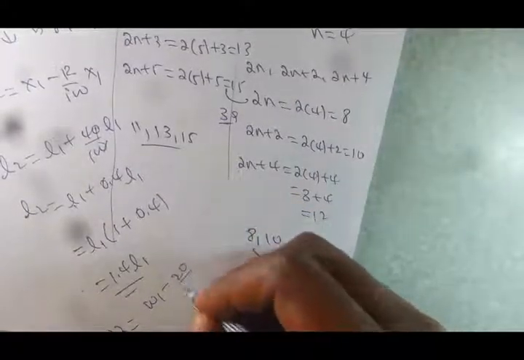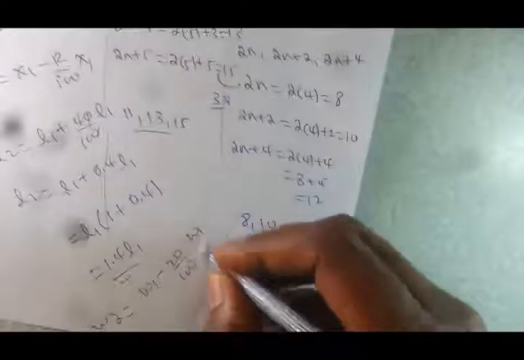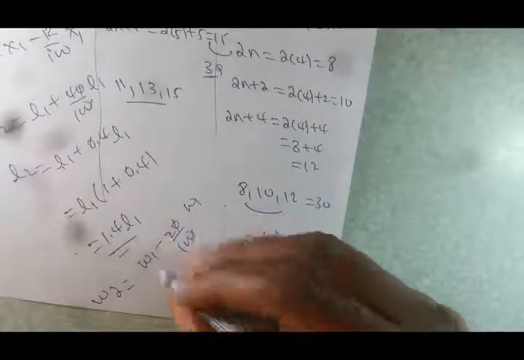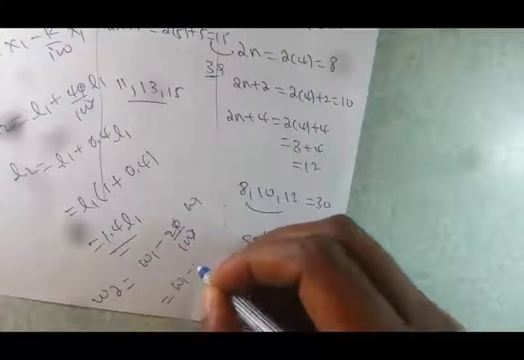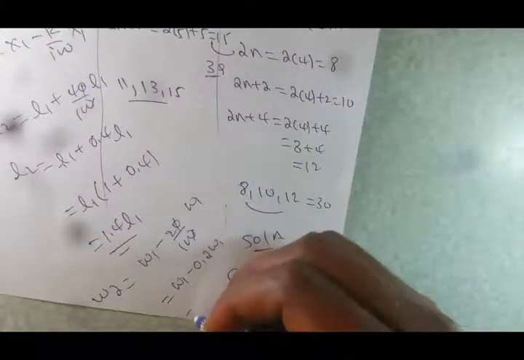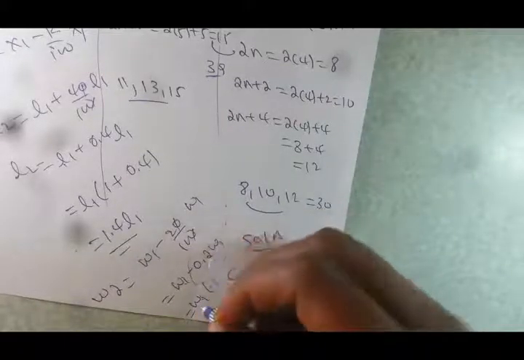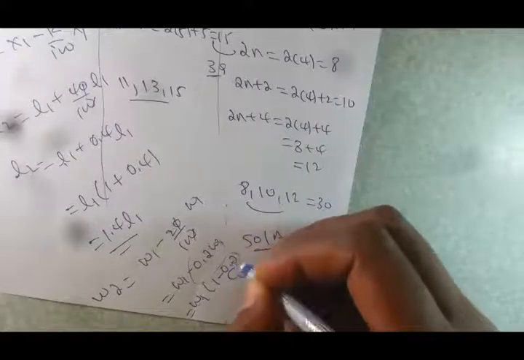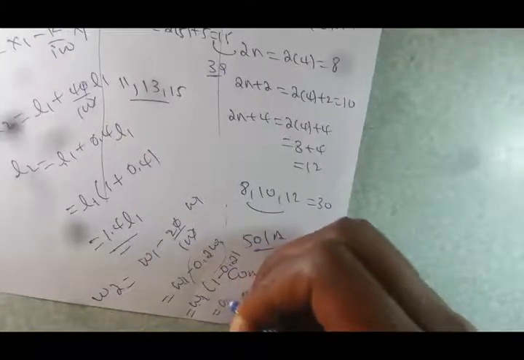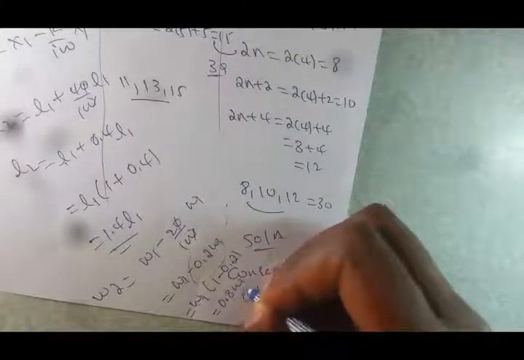20 over 100 of W1. The 0 will be cancelled by 0. This is equal to W1 minus 0.2 times W1. When we take W1 common, W1 divided by 1 will be left. When this number is divided by this, minus 0.2 will be left. 1 minus 0.2 equals 0.8 W1.